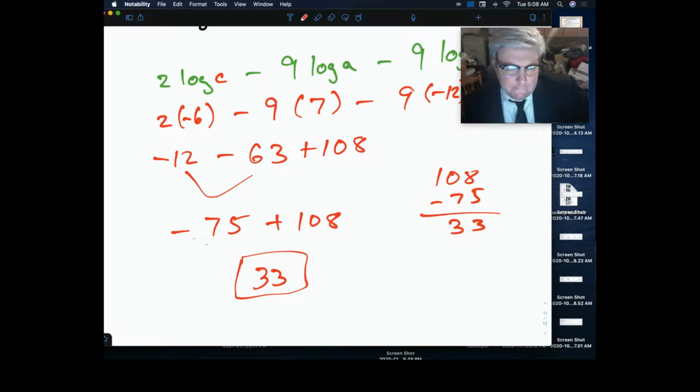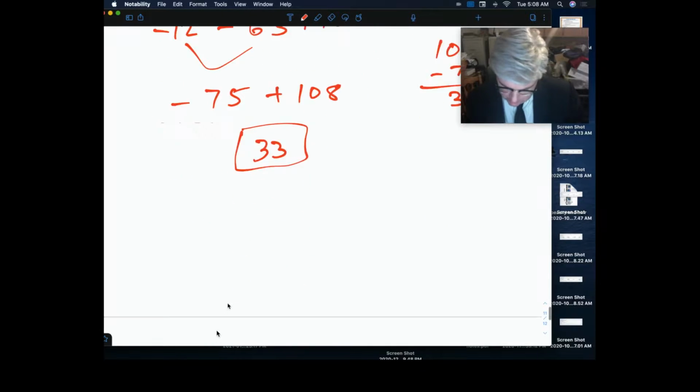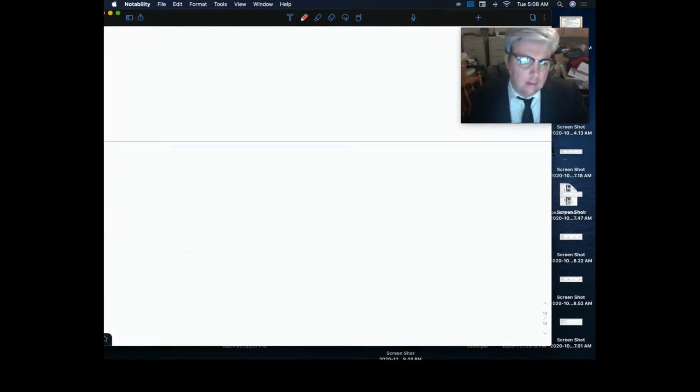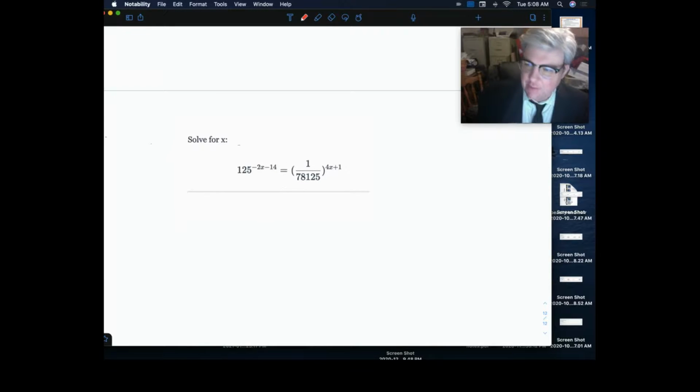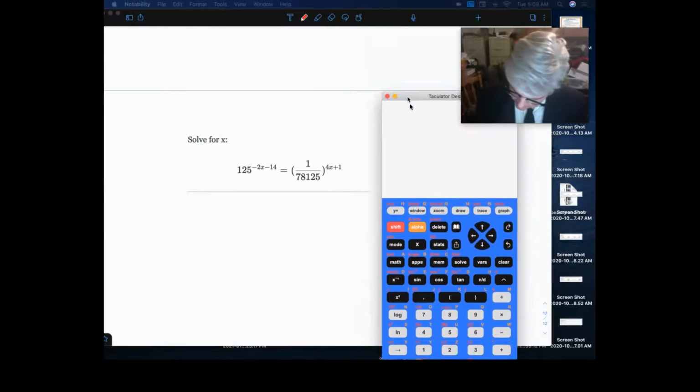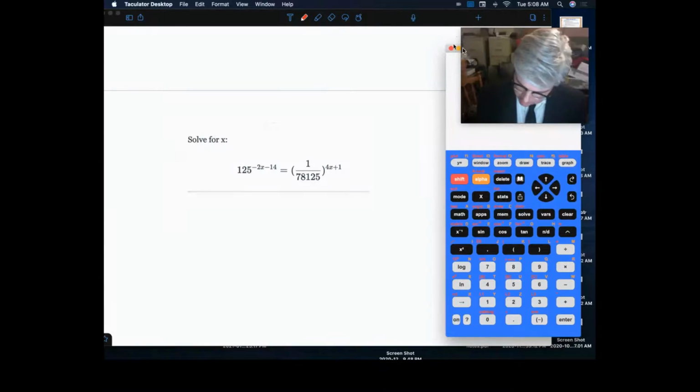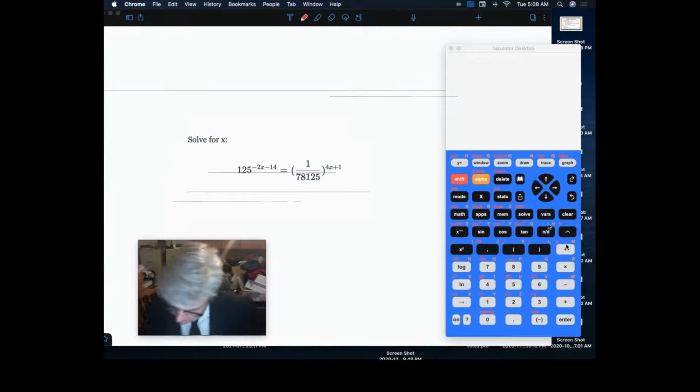Okay. Who is the next contestant? Oh, this is a great question. So the next one, what do we do here? This is a great question because what the heck is 78125? What is that going to be raised to? So let's do this. I know that 125 is 5 cubed, so 78125 is 5 to the something.